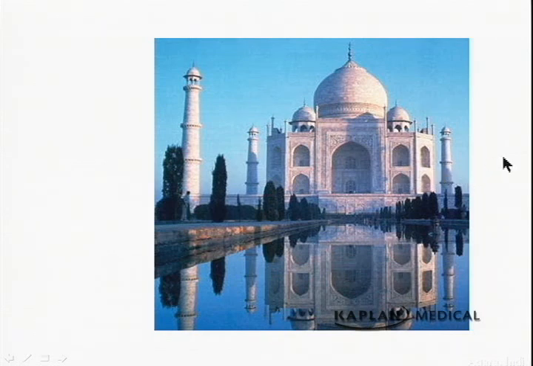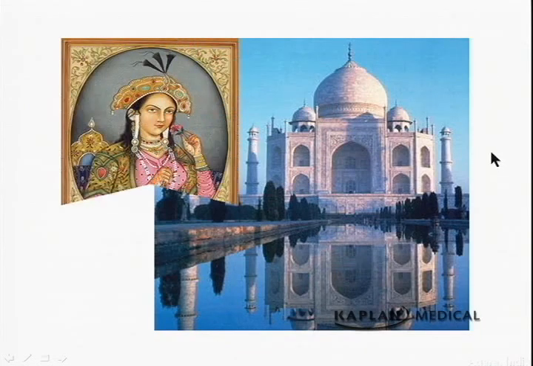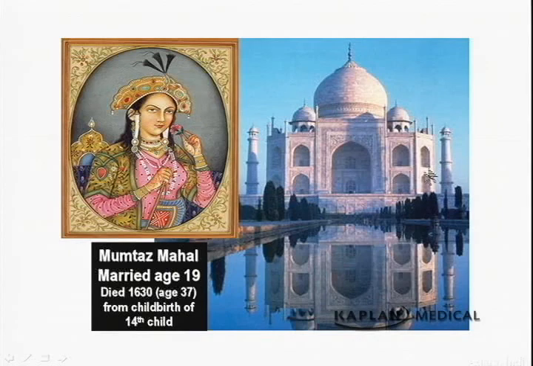This is a marvelous palace built in India, the Taj Mahal, and it was built as a memorial to Mumtaz Mahal, who was married at the age of 19, who died in 1630 at age 37 from the childbirth of her 14th child. And the number of women who died as the pioneers were coming across the Great Plains from the East Coast to the West Coast was phenomenal. Women carry a huge burden of risk when they get pregnant in many areas of the world.